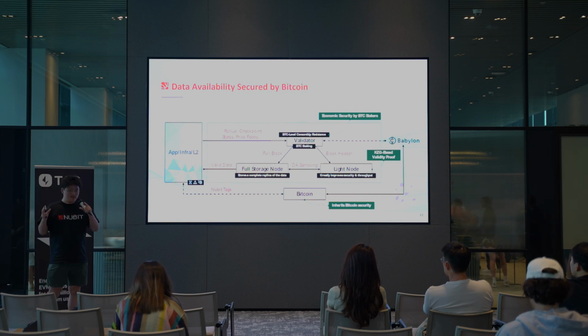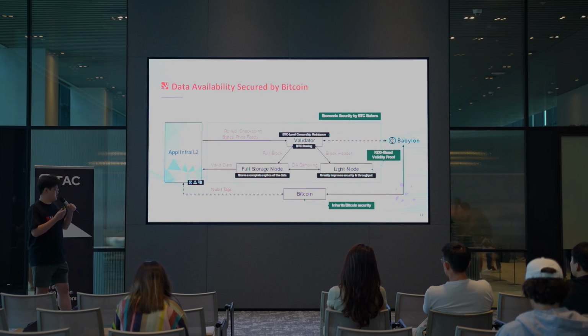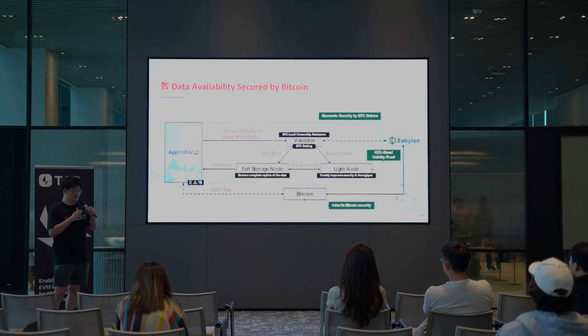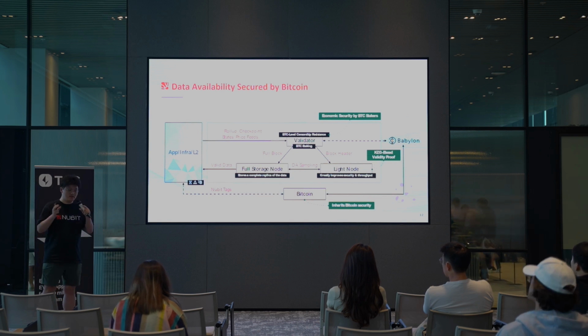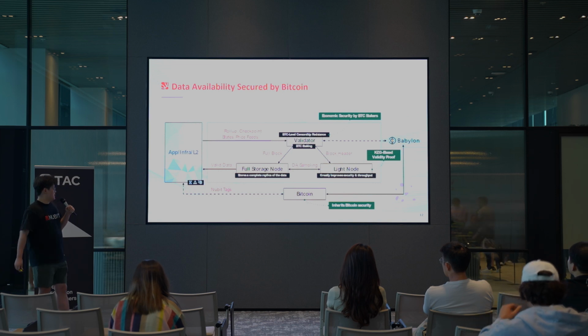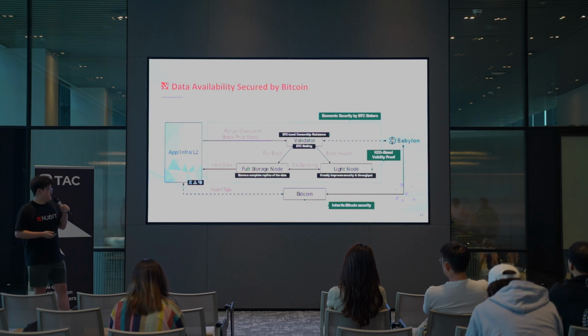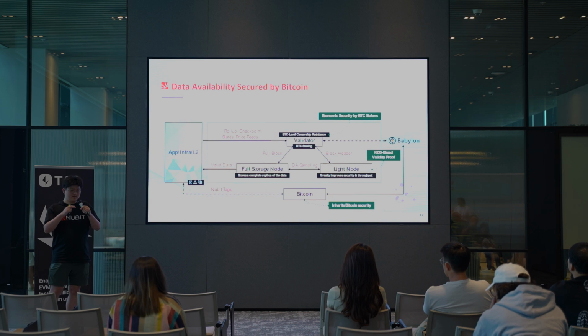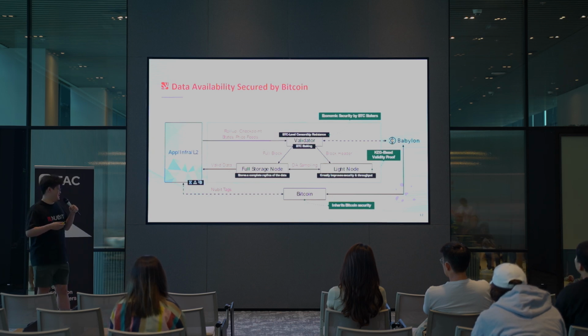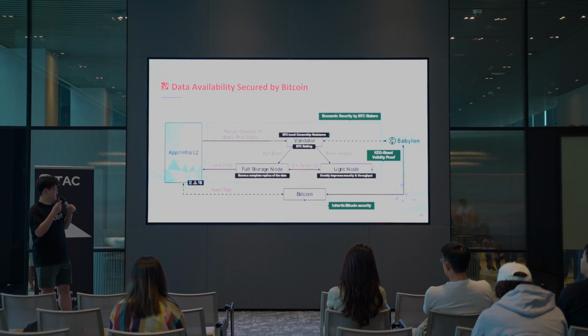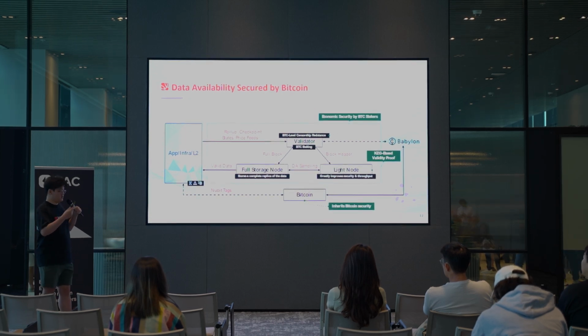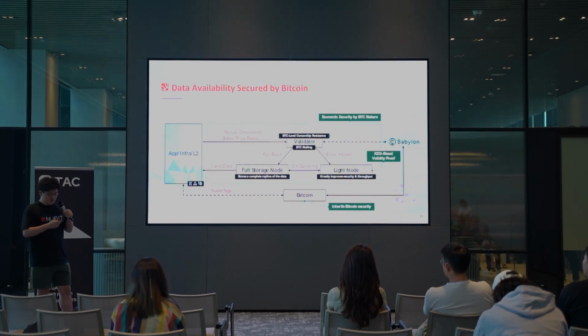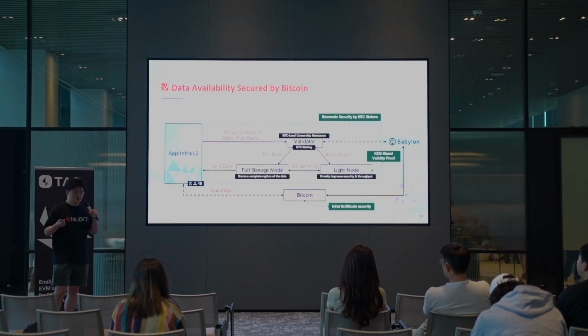And as for the DA layer, we also have the storage part, right? The full storage node is basically a full storage replica of all the data published to Nubit. And we also have light nodes that provide services for some applications. They don't want to launch their own full storage node, so they can use this light node, which performs DA sampling with the full storage node and validators. And all this DA layer is secured by Bitcoin, with Bitcoin's economic security.